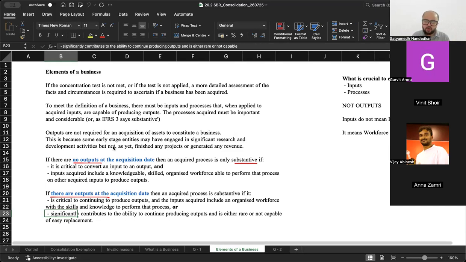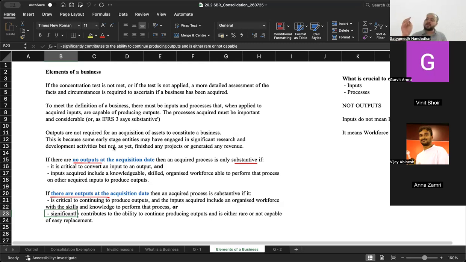On the date of acquisition, what you have to see is, are you in the process of, or are you in the zone of arriving at your output quickly? You need not have a final product ready to be sold or already selling on the date of acquisition. It is okay if you don't have an output. If there are no outputs at the acquisition date, then an acquired process is substantive only if it is critical to convert an input to output, and inputs acquired include a knowledgeable, skilled, organized workforce able to perform that process on other acquired inputs or to produce outputs.